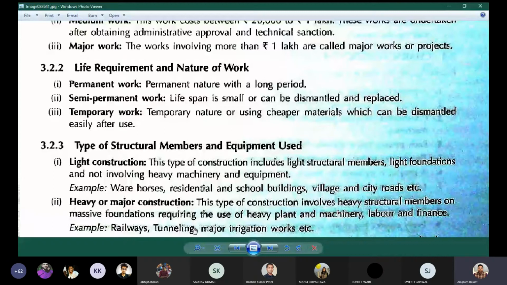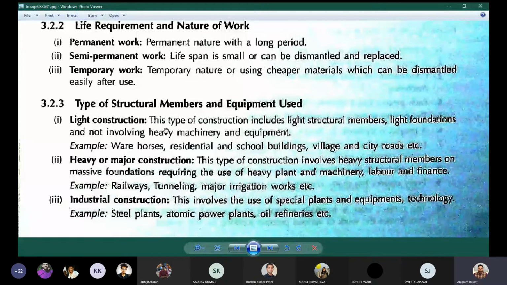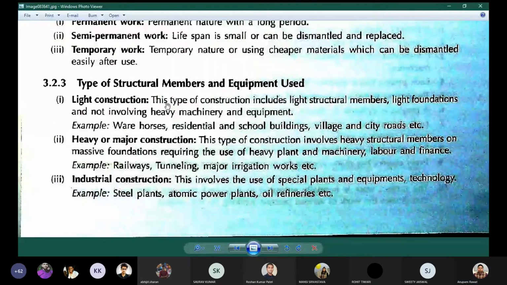Depending upon the type of structural member and equipment, there is light construction. This type of construction includes light structural members and light foundations, not involving heavy machinery, like warehouses, residential and school buildings, etc. Then heavy constructions like railways, tunneling, major irrigation works, and industrial construction like steel plants, atomic power plants, oil refineries, etc.